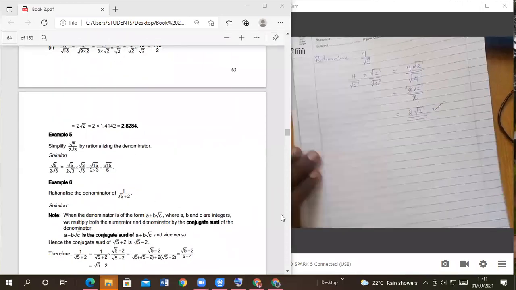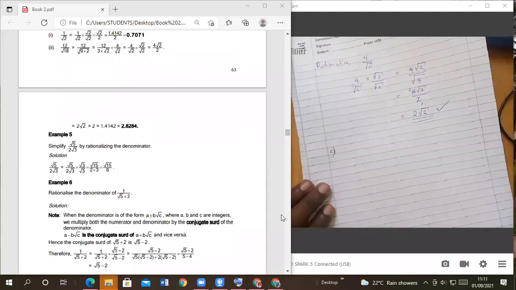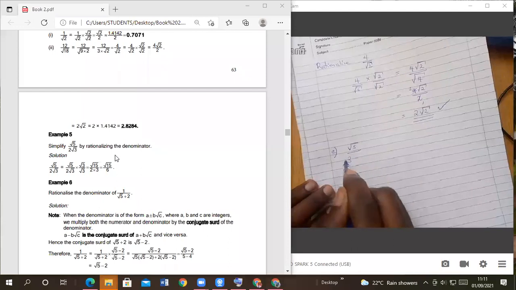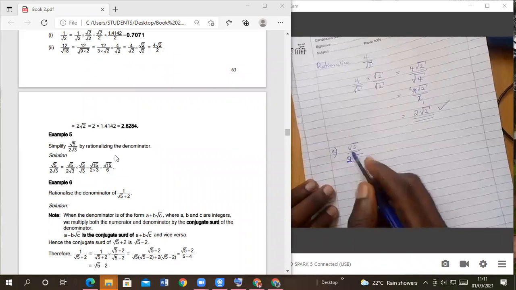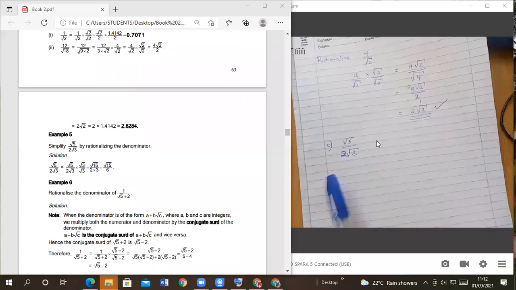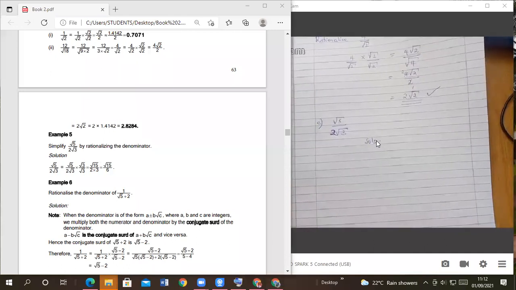Let's also look at this one. Let's put it as part C. Example number 5. They're saying simplify root of 5 out of 2 root of 3. So who is going to take us through this step? Who can take us through this step?